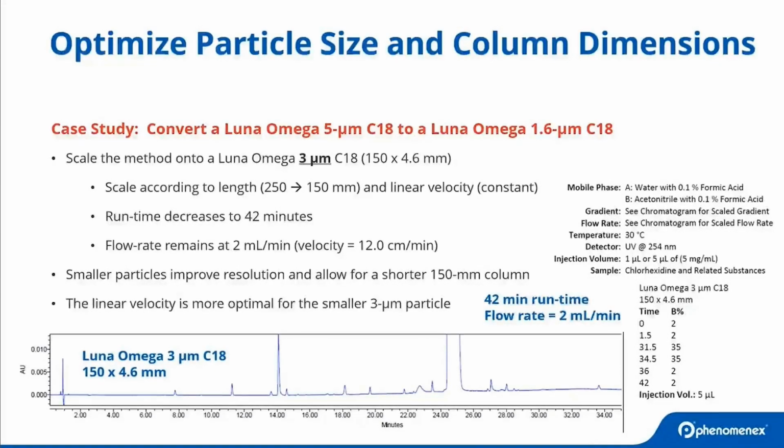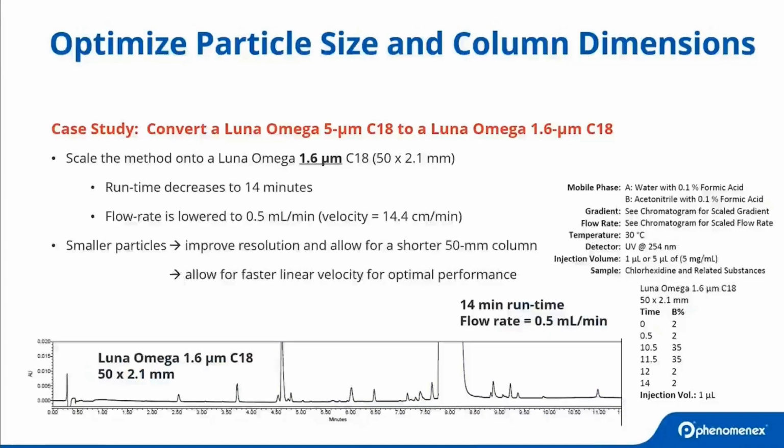But we can take this a step further. We use the smaller particle to generate sharper peaks, and with those sharper peaks, we could then afford to use a shorter column. Let's see what happens when we use an even smaller particle size. And in this example, we're using a 1.6 micron particle size. And then we had to take the additional step of using a narrower internal diameter.